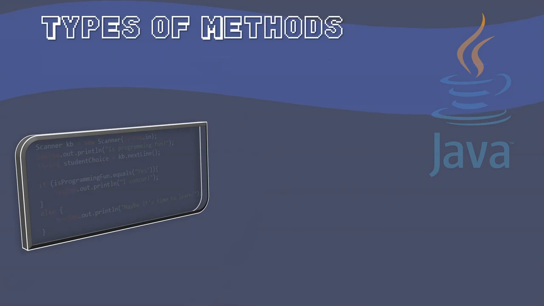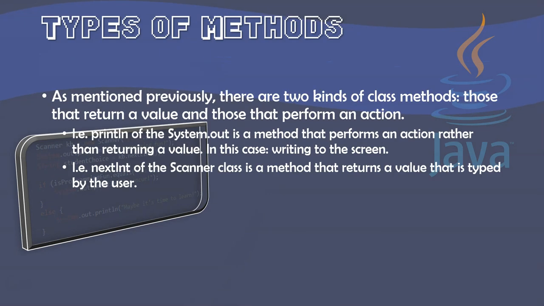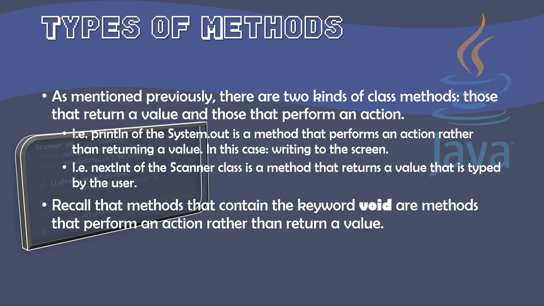So starting off with that conversation of the types of methods, as we have mentioned previously, there are two kinds of class methods. We have those that return a value and those that perform an action. For example, a print line from system.out is a method that performs an action rather than returning a value. In this case, that action is to write to the screen. If I have something like nextInt from the scanner class though, that's a method that's returning a value that's typed in from the user. Now recall that methods that contain the keyword void are methods that perform an action rather than returning a value. And that's a good way for us to keep those separated.